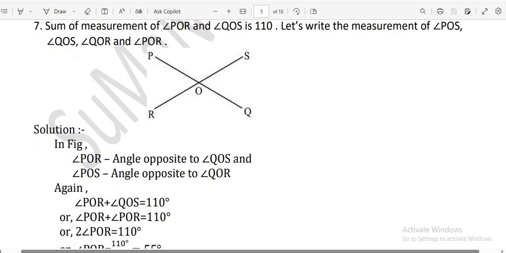From the concept of opposite angles in the figure, angle POR is opposite to angle QOS, and angle POS is opposite to angle QOR. We can tell from this that angle POR plus angle QOS is equal to 110 degrees.